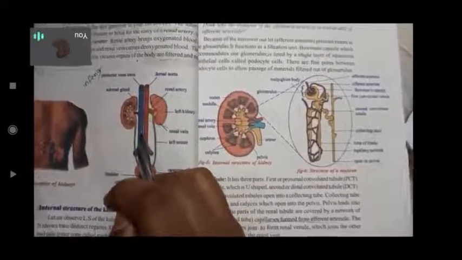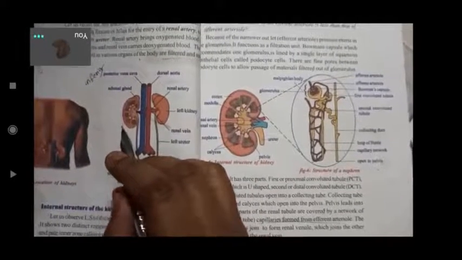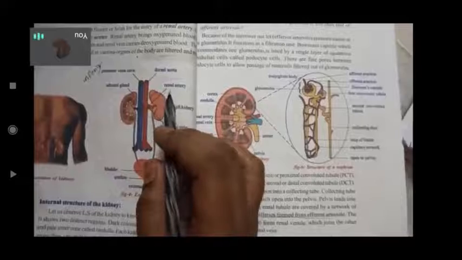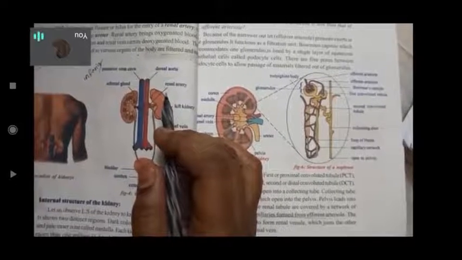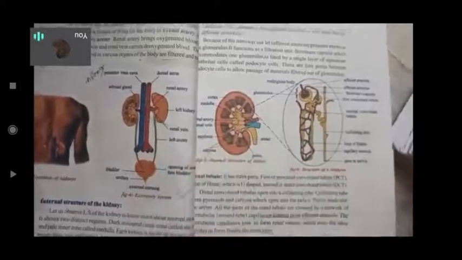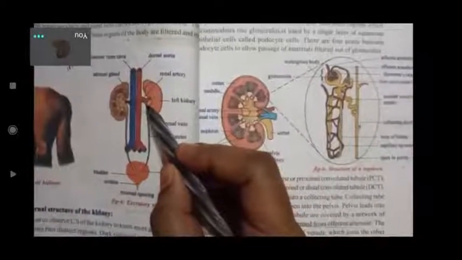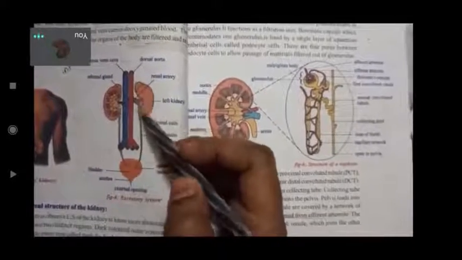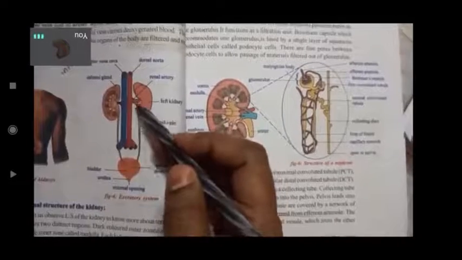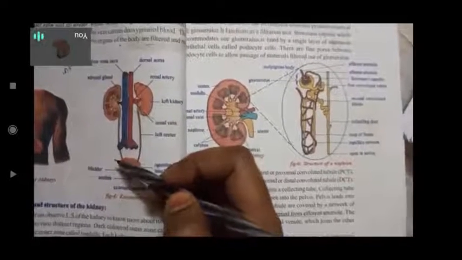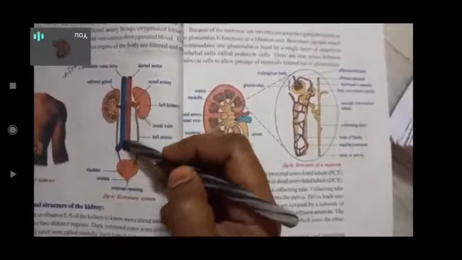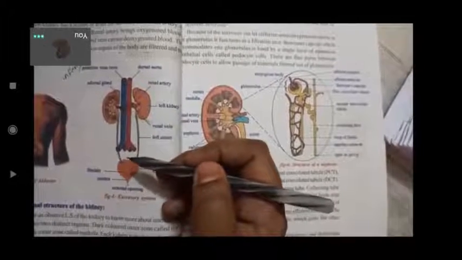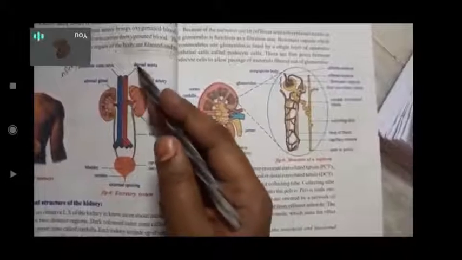One more point I want to tell you, children: the left and right renal veins lie between the aorta and the superior mesenteric artery to join the inferior vena cava. So the renal veins are in between the aorta and the superior artery to join the inferior vena cava. Like this, the veins.